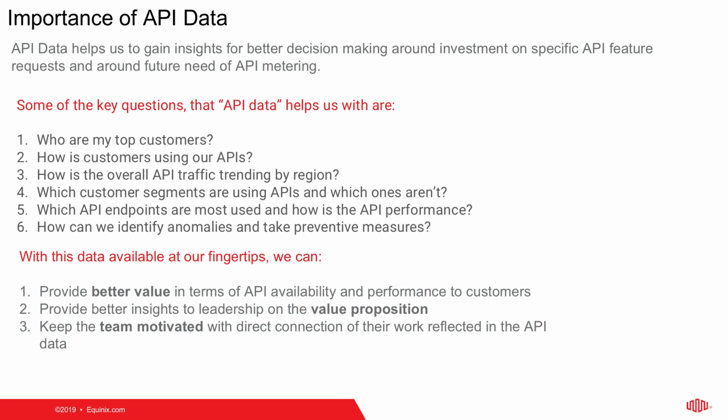And point 6 is how we can identify anomalies and take preventive measures. This is one more area where we read a lot of logs from within Apigee and try to see what kind of errors or anomalies are coming and how quickly we can take preventive measures, because of the scale of integration that APIs bring in.